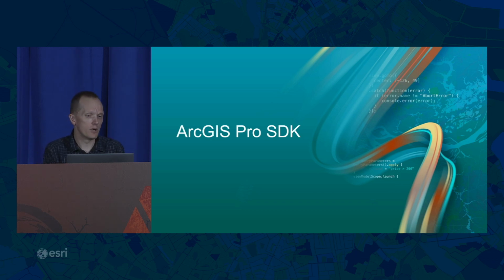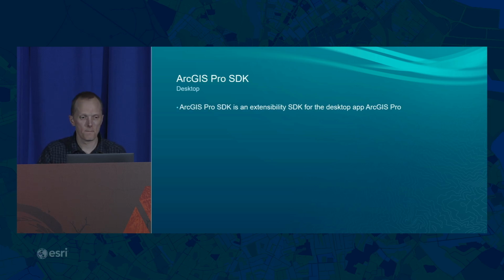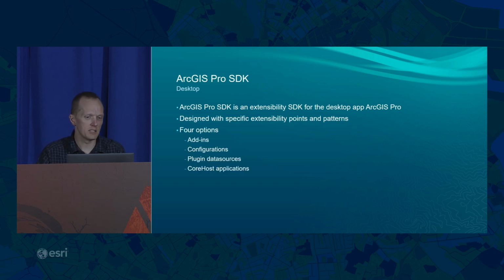Okay, so our final SDK option that we're going to take a look at is the ArcGIS Pro SDK. The ArcGIS Pro SDK is an extensibility SDK for the desktop application ArcGIS Pro. It's designed with specific extensibility points and patterns, and there are actually 4 options. There are add-ins for ArcGIS Pro. There are configurations of ArcGIS Pro. You can build plug-in data sources, and then you can even create and run core host applications. So these provide a variety of customization options for ArcGIS Pro.